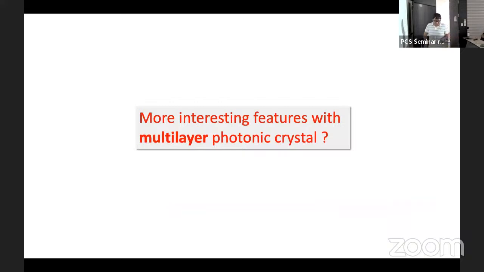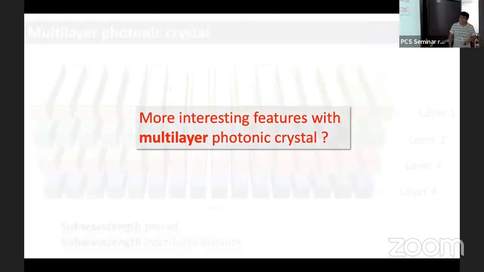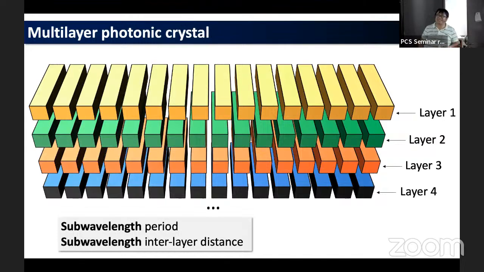Okay, so I showed you that we can have nice shapes by just a single layer photonic crystal. But can we obtain something more interesting with more than one layer? Let's go to multi-layer photonic crystals. So this is our picture of a multi-layer photonic crystal. We have a lot, one on top of the other. They all have sub-wavelength period, so we cannot use Tamm to describe them.